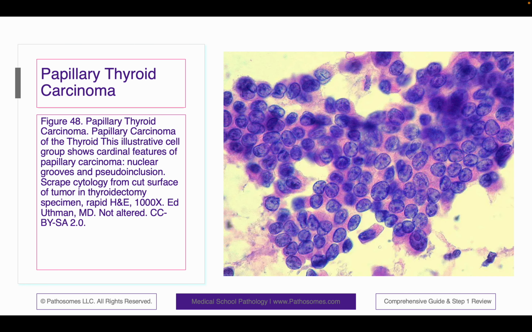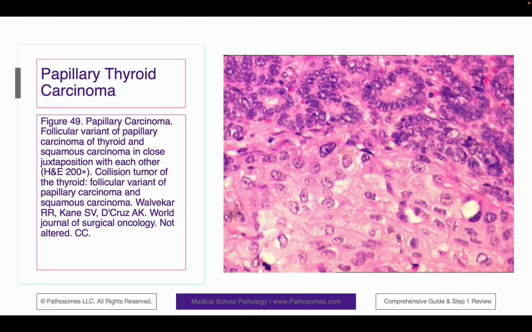This is what appears to be an FNA, illustrative of features showcasing papillary carcinoma. There's nuclear grooves and pseudo-inclusions. Yes, this is a cytology specimen.